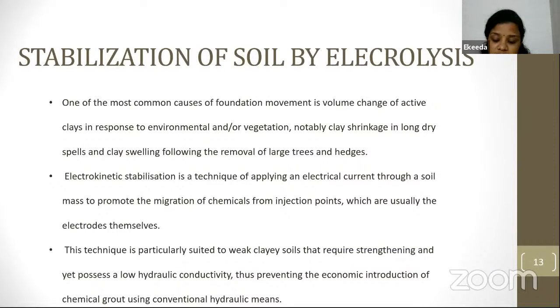Then electrolysis is a method in which we are passing electricity through the soil mass using a cathode and anode, in which the water will split into anions and cations and get attracted to them. This method is mainly used in clay, where permeability is much less.